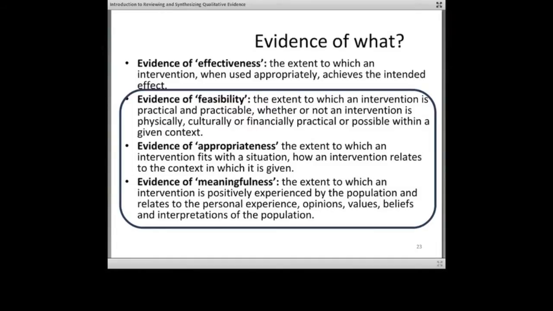But if you talk about evidence in a different sort of fashion and consider, for example, evidence of feasibility, the extent to which an intervention is practical, cultural, financially possible within a given context, then the picture actually changes. Also, when you want to assess the appropriateness of interventions, which is the extent to which an intervention fits with the situation, how it relates to the context in which it is given, then RCTs are not able to provide you a lot of relevant information for that.